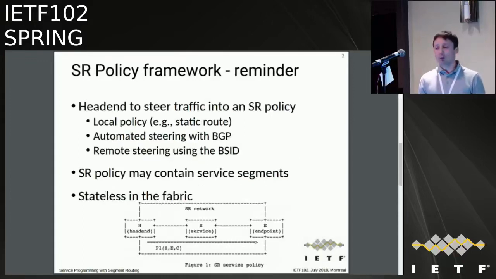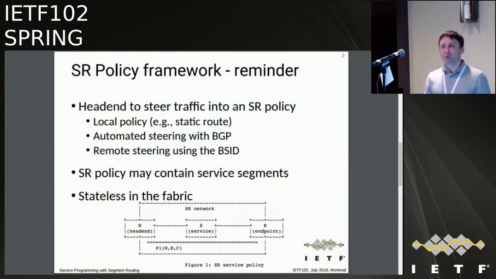So a reminder on the SR policy framework. The idea is that you have a headend that steers traffic into an SR policy, which can be done using a local policy like a static route on the node, or automated steering using BGP, remote steering. But all of that is described in the SR policy draft. And that SR policy contains segments for VPN, it contains segments for traffic engineering, but it can also contain service segments.